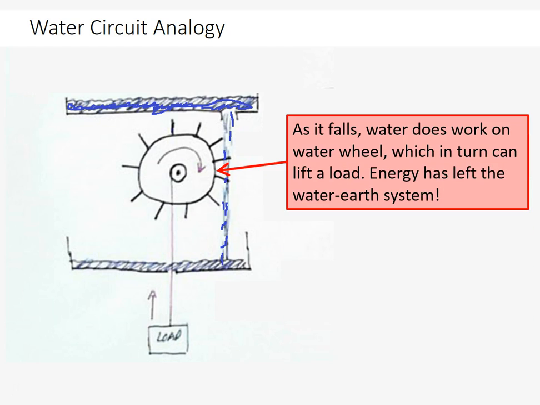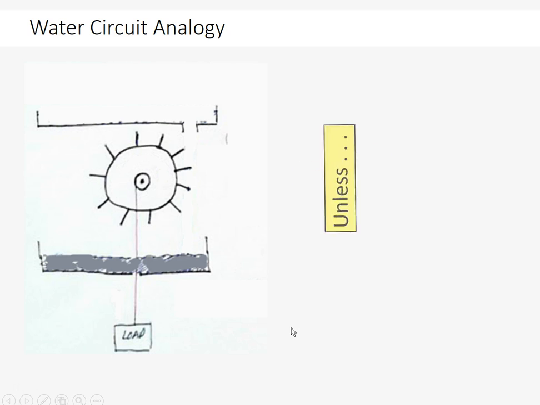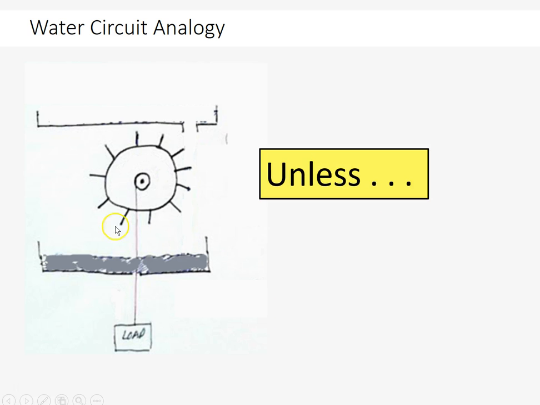And as that water falls, it's going to transfer that energy to the water wheel. What we're seeing is that energy is leaving our water-Earth system because our water-Earth system is doing work on the water wheel. But oh look, now all the water is out of the high tank. It's all down in the lower tank, which is at 0 gravitational potential energy. So right now we're saying, oh my gosh, there's no more energy in our Earth-water system, so it can't do any more work on the wheel, so everything stops. The end.